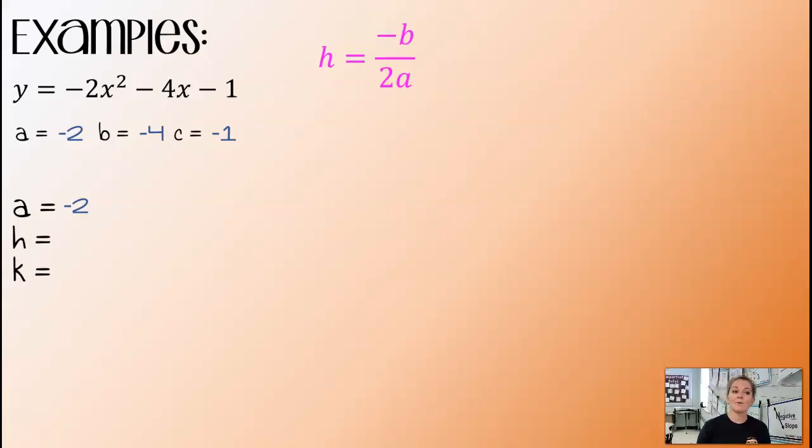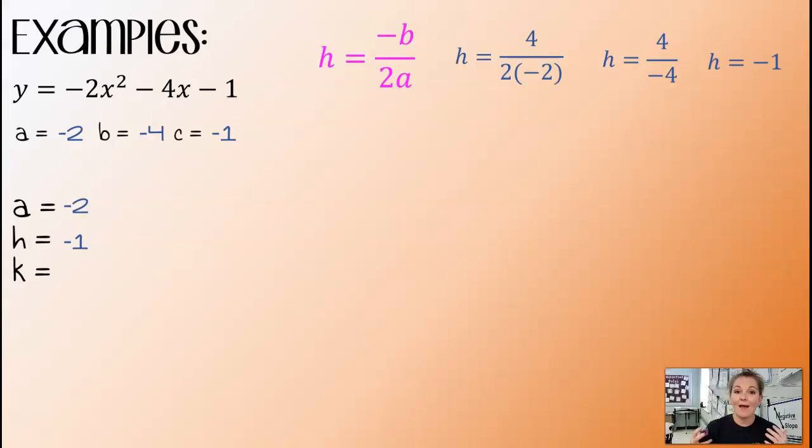Now, how do I find my h? By using the axis of symmetry formula. I'm going to do opposite of b over 2a. So opposite of b would be positive 4 because my b is negative 4. So I'm going to go opposite of that. So opposite of b over 2a: 2 times my a, which in this case is negative 2. So doing some multiplication, 2 times negative 2 is negative 4. 4 over negative 4, my h is negative 1. So I'm going to go ahead and put down here that I know my h is negative 1.